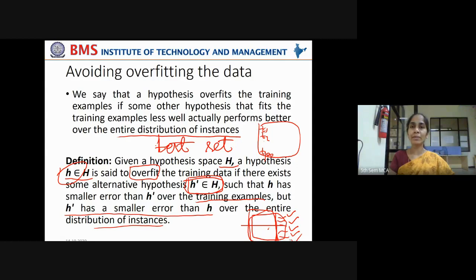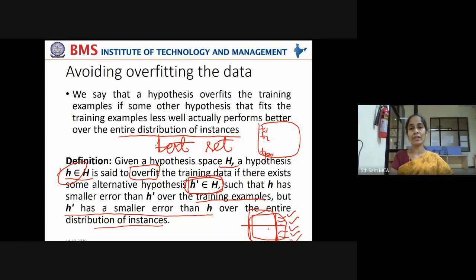H dash is a simpler hypothesis. H is a complex hypothesis. Because it is complex, it covers each and every training example. That is why it is overfitting the data. It is learning too much from the data. But H dash is optimally fitting the decision tree, a simple and very short tree. It is generalizing well with the test data also. That is why we say H dash is not overfitting. H is overfitting.